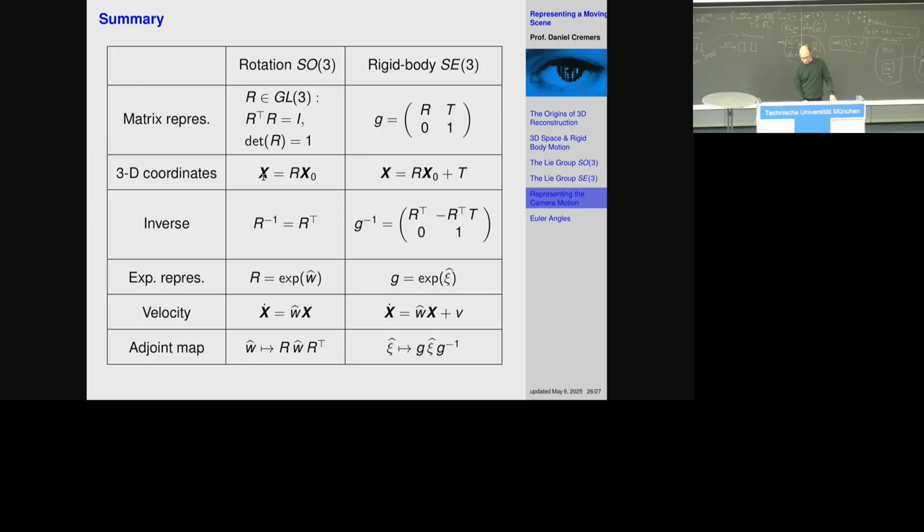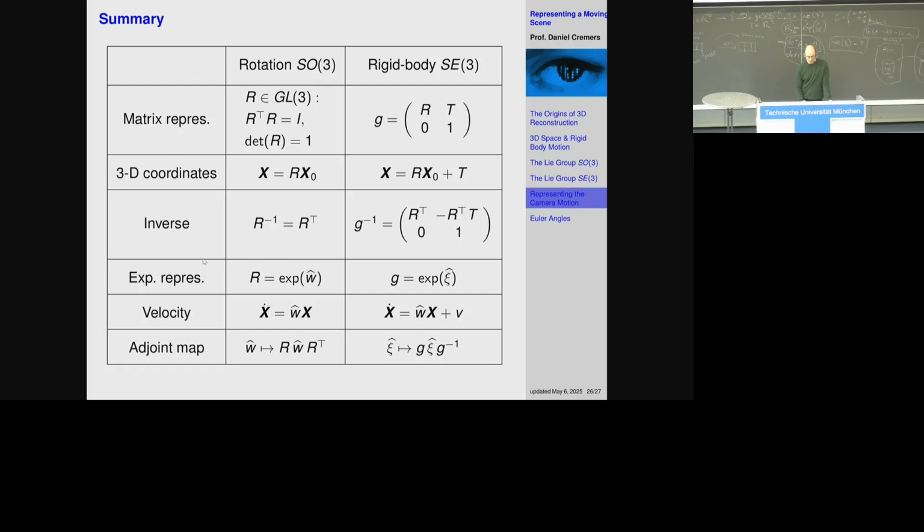And since these are groups, you always have inverses. In the case of rotations, the inverse is the transpose. In the case of rigid body motions, you have this inverse. Did I show that? I'm not sure, but you can do it for yourself. If you multiply this G with this G inverse, you get the unit matrix. It's not difficult to do, but always useful to do it at home to get some hands-on experience.